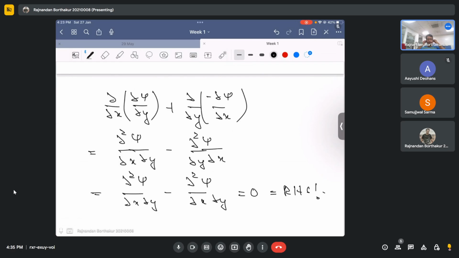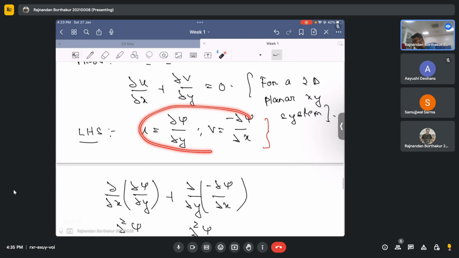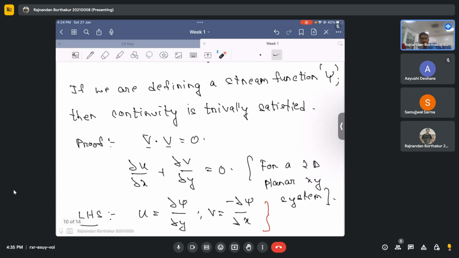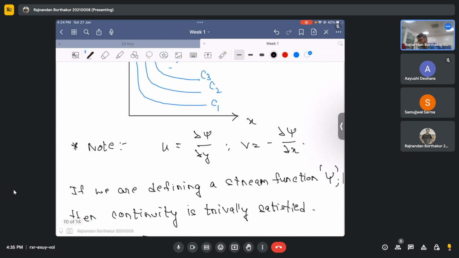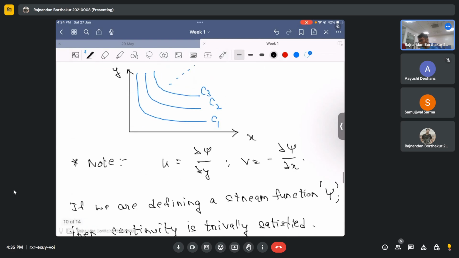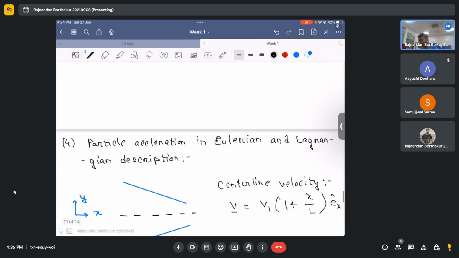Okay. This means that if we define a stream function in this way, it will always satisfy the continuity equation. So that's the idea I wish to tell you through this problem. I hope this is clear. Okay. So again, I'll stop here for some time, and maybe we'll go to the next problem.